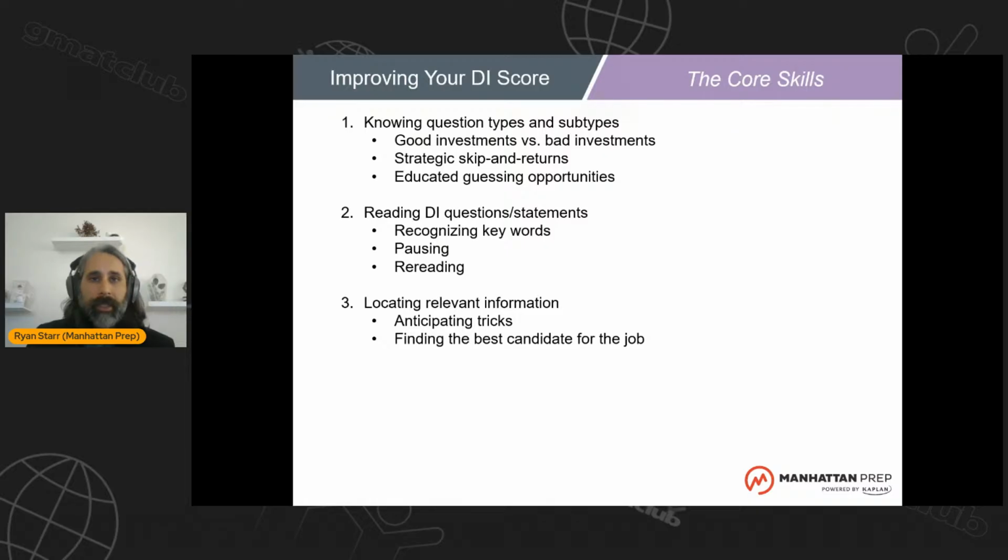All right, so recognizing keywords, huge in table questions, huge in MSR questions, huge in graph questions. Not as big in two-part analysis questions, though, especially in the two-part logic questions, it's pretty big. And two-part verbal, I mean, verbal is kind of all about keywords to some degree.